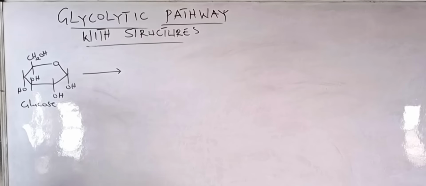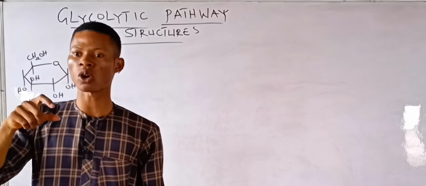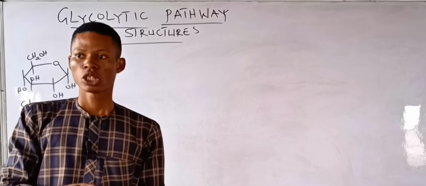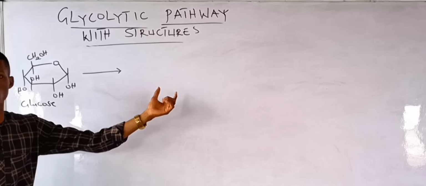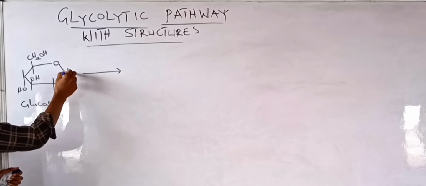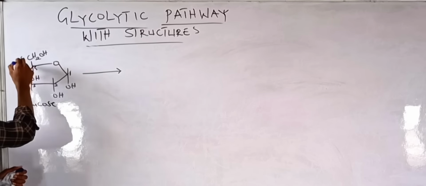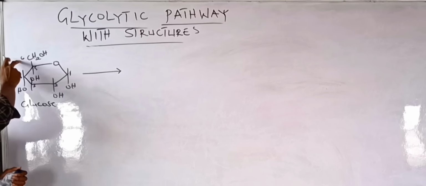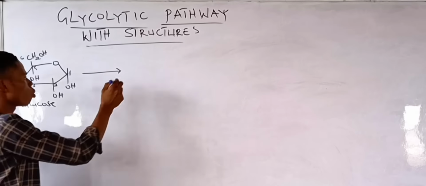Glucose 6 phosphate, right? Meaning you are putting a phosphate group on position 6 of glucose. So you are going to draw this glucose molecule again, but now you are putting the phosphate group on carbon 6. If you are numbering it, this is carbon 1, 2, 3, 4, 5, 6, right? So on this carbon 6, you are going to put a phosphate group to get your glucose 6 phosphate, is it not? So we'll be having this.